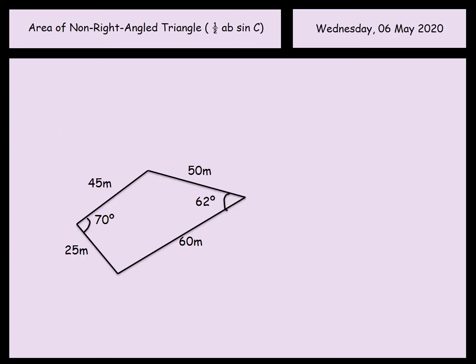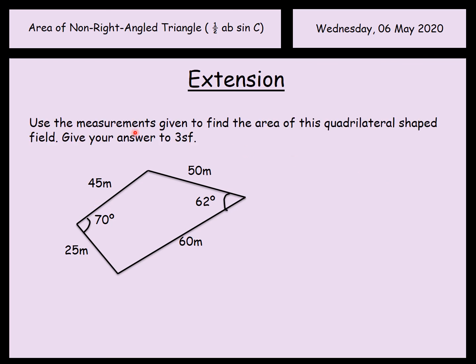And then if you're happy and you want to do an extension question, here's an extension question for you to try. So this is a quadrilateral. So we've got use the measurements given to find the area of this quadrilateral, give your answer to 3 significant figures. We've only talked about area of non-right angled triangles. So as a clue, what I would suggest that you do here is you split this down here and you make 2 triangles, and you can just add them together then. Okay, so if you want an extension question, give this one a go.